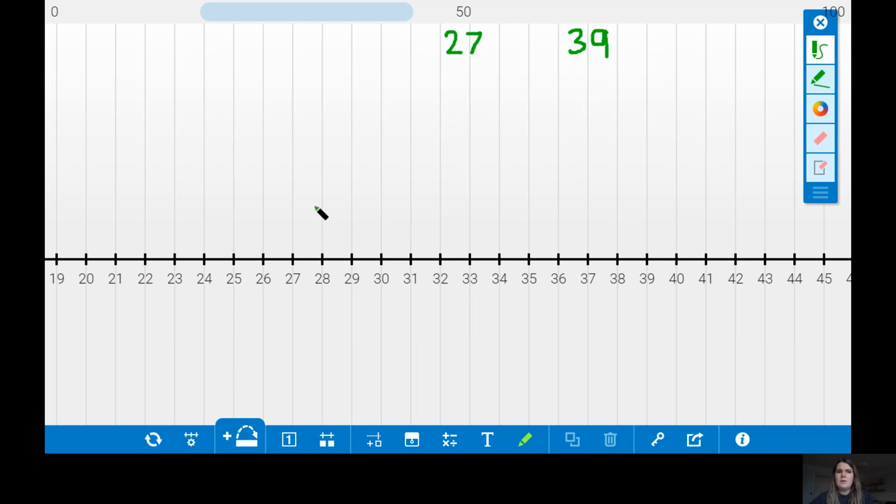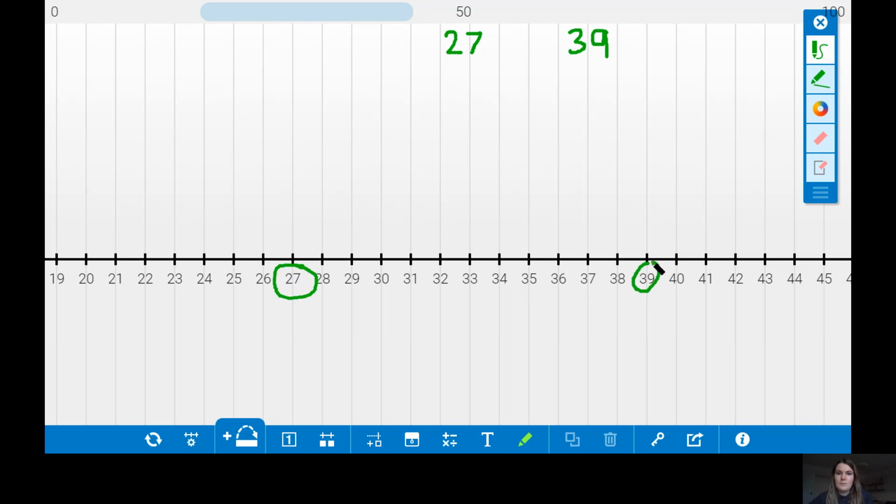How did you find 27? You counted from 20. Okay, let's count from 20 then. 21, 22, 23, 24, 25, 26, 27. Well done. And how did you find 39? You knew 39 was near 40. How did you know 39 was near 40? Because after 39 comes 40. Okay, so it must be near 40. Here's 40. You're quite right.